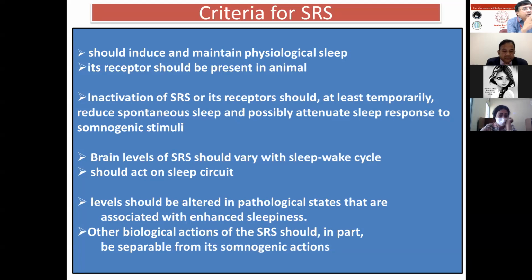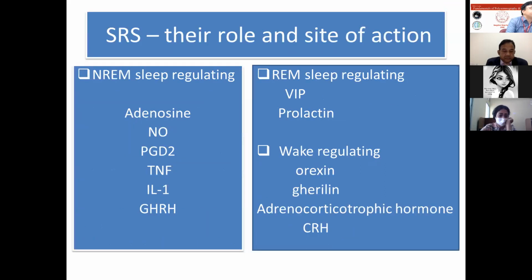So still, with extended sleep restriction, these particular substances should increase whenever the sleep pressure is increasing. Also important is that though these sleep regulatory substances could be associated with various other physiological functions, the somnogenic function should be exclusive, a separate one. So these are the criteria for any given endogenous substance which we can label as a sleep regulatory substance.